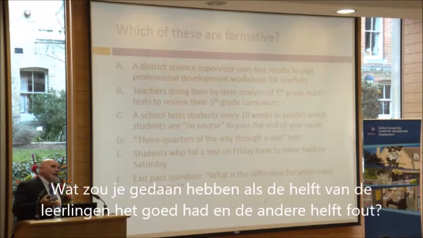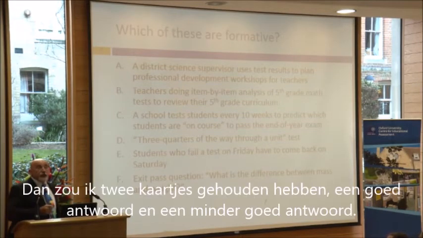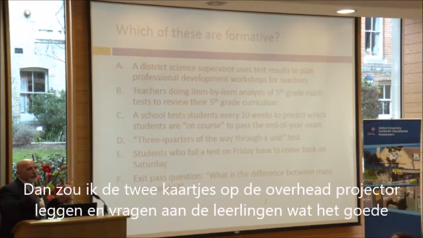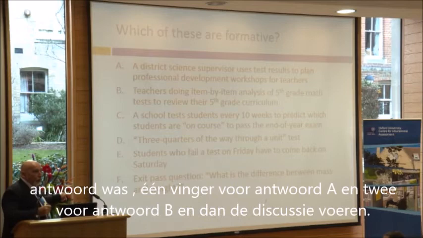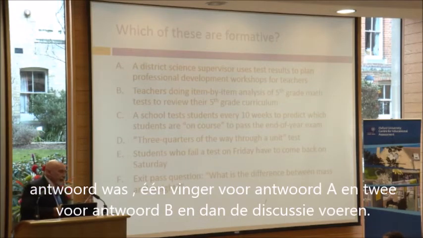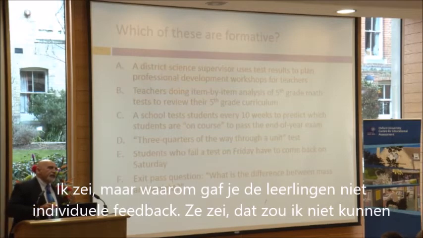I said, what would you have done if half the students got it right and half the students got it wrong? She said, I'd have kept two of the cards. One good answer, one not so good answer. I would have then put the two cards on the document camera and started the next lesson by asking the students to vote for one or the other, by holding up one finger for A, two for B, and take the discussion from there.